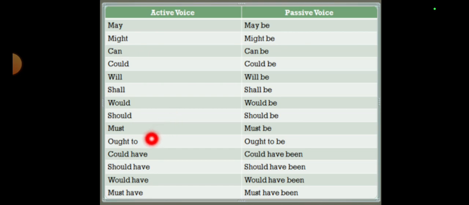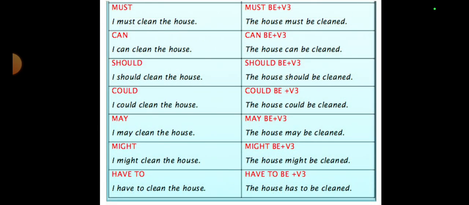Another one is ought to, it will be ought to be, could have been, and so on, right? This is the portion which you have to keep in mind. Just add be and that's it, okay? Now we will be exploring some more sentences. We will be applying all the things within the sentences so that it may become easy for you to understand.